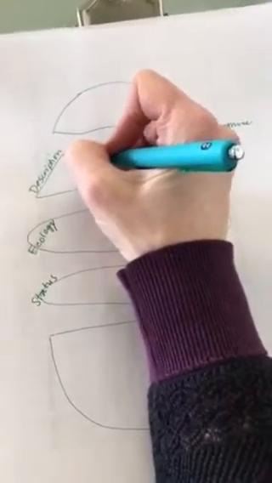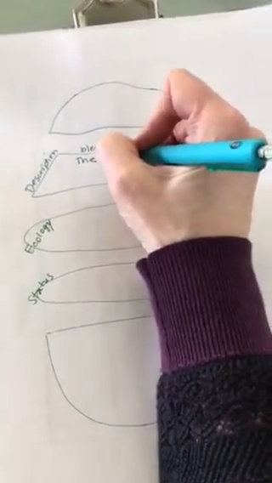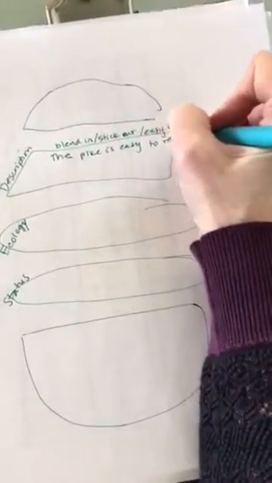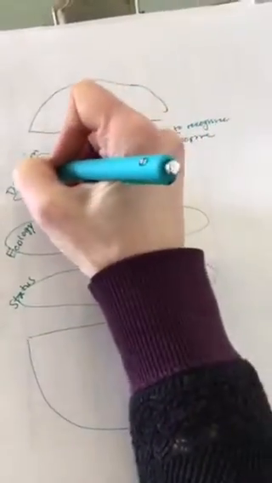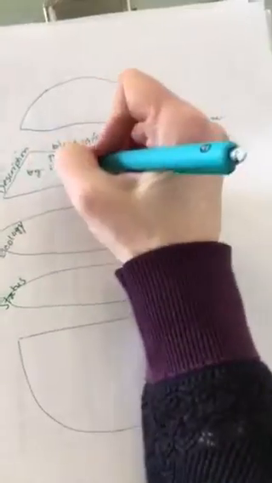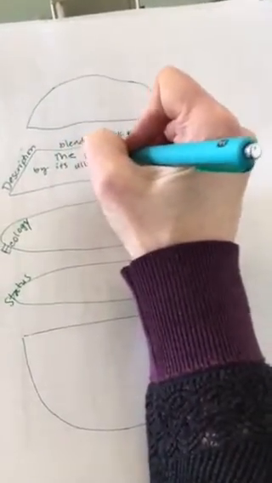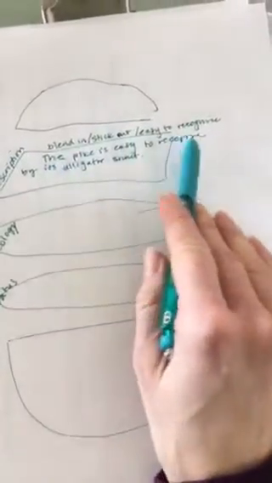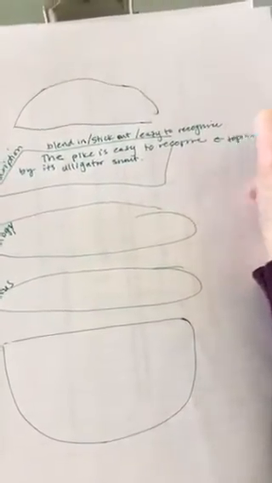So for example, if I was doing a pike, I might say the pike is easy to recognize by its alligator snout. And so that's my topic sentence for that paragraph when I start to write my essay.